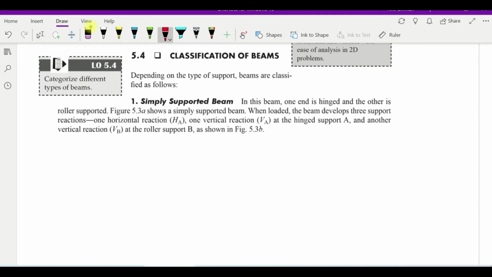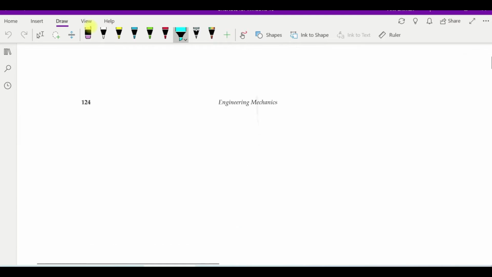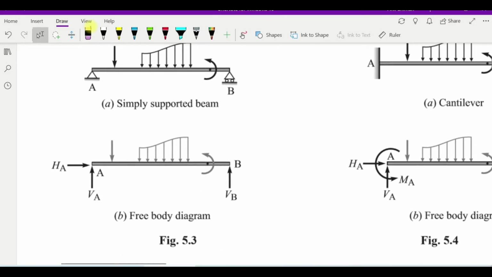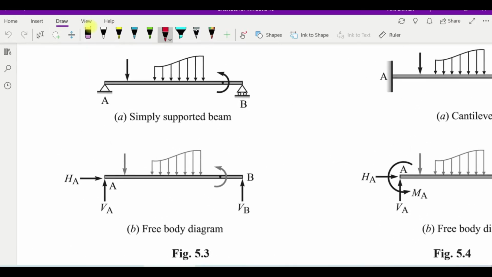Let us discuss the classification of beams. Depending upon the type of support, the beams can be classified as follows. The first type of beam is a simply supported beam. And let us see what a simply supported beam is. A simply supported beam has one end as hinged, another one as roller.